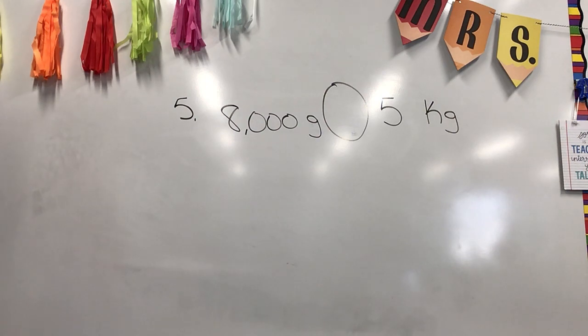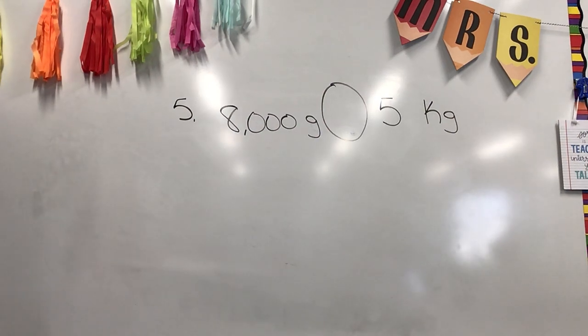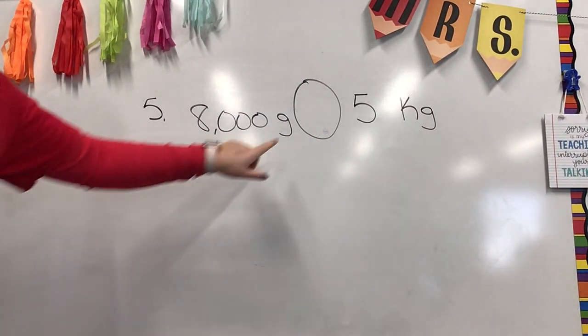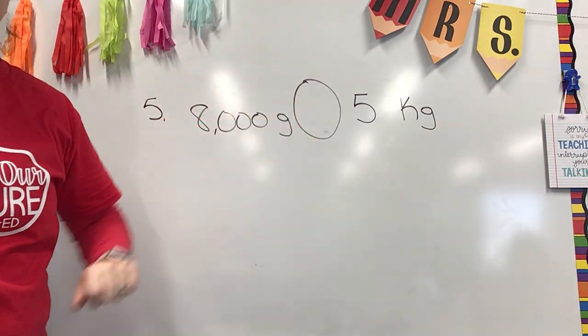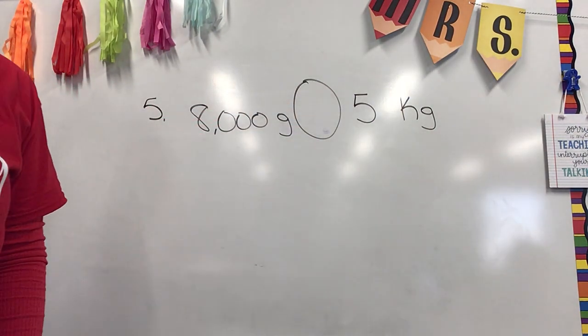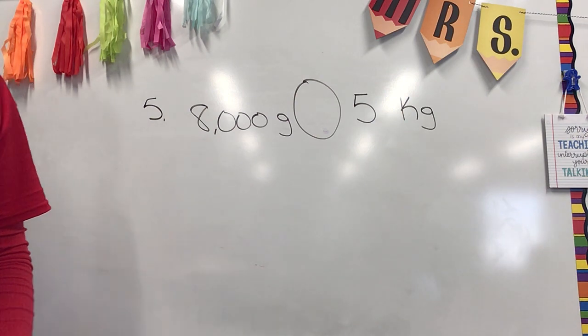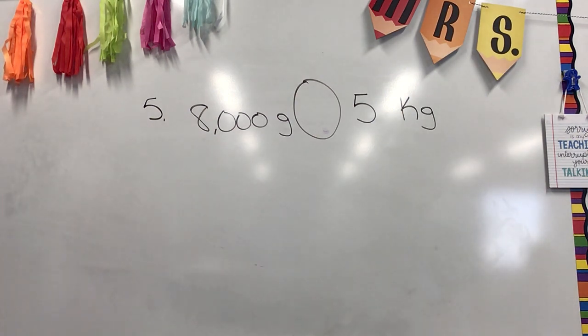Turn to somebody in your area and discuss. How are you going to figure out: do I need a greater than, less than, or equal to symbol in this box? I want to see everybody working with somebody in your area. Because it's 8. If you divide 8,000 by 1,000, you get 8, and then you'd only get 5.